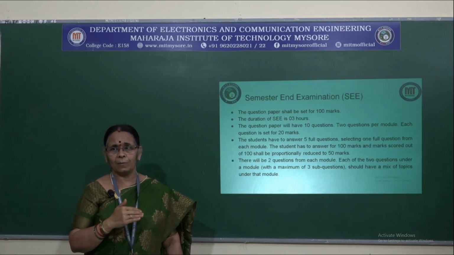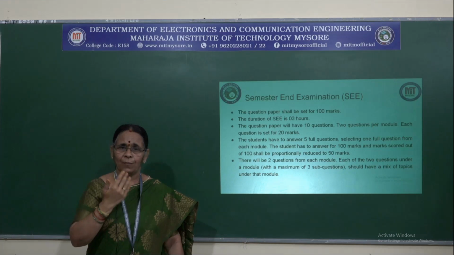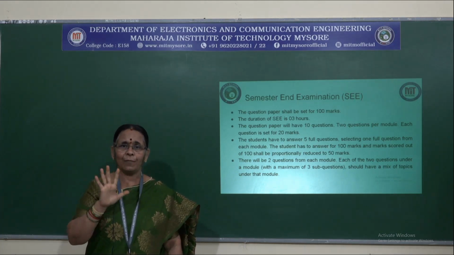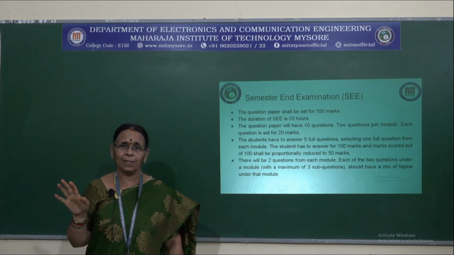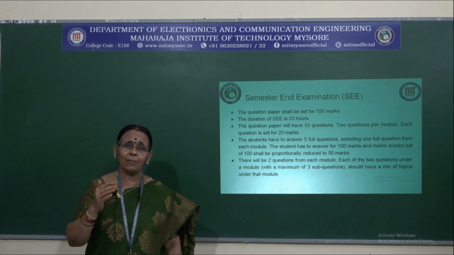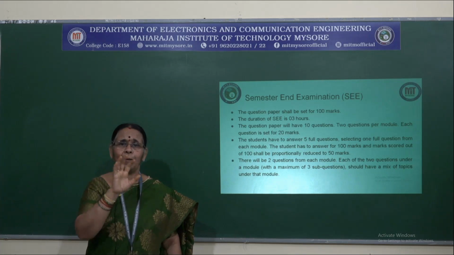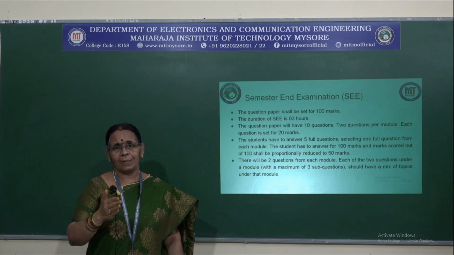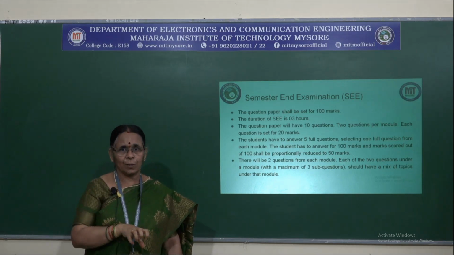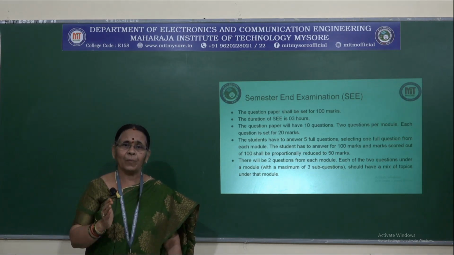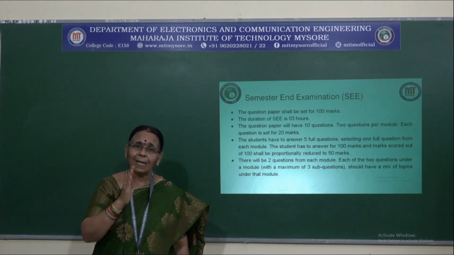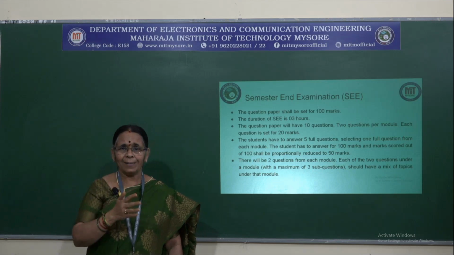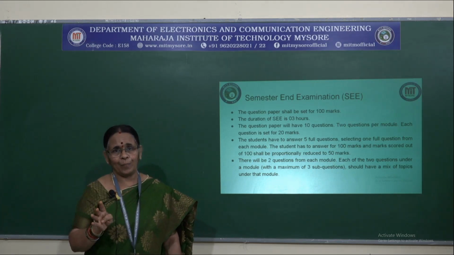Like that, for module 2 it is 3 or 4. For module 3, 5 or 6, like that. So you have to select 5 questions out of 10 questions. Each question is for 20 marks. So the total marks is going to be 100 marks. Again, the semester end examination marks is downsized to 50. Even here, for passing, it is 35%. 35% of 100. Then it is 18 for 50.